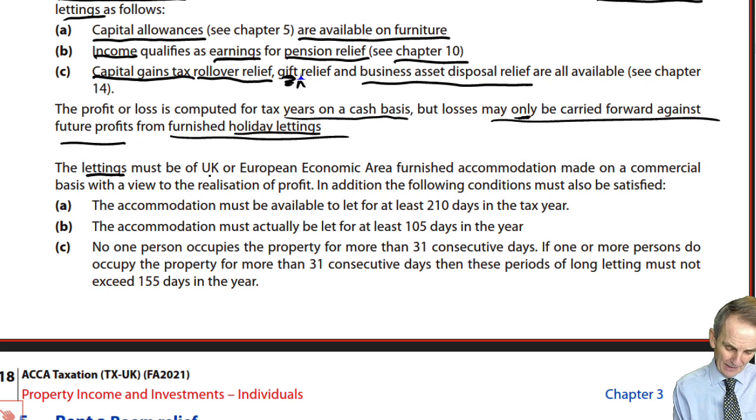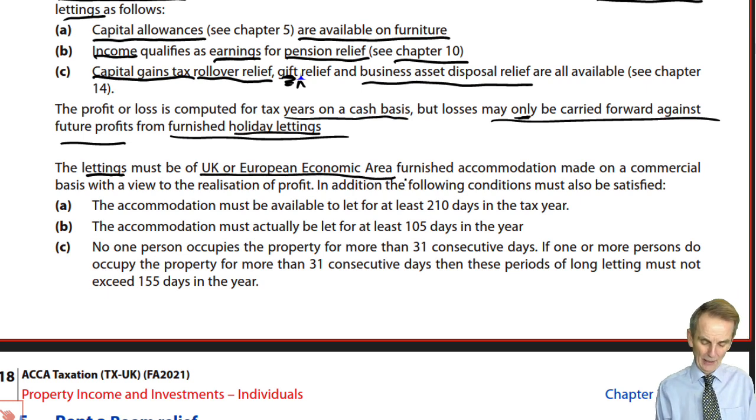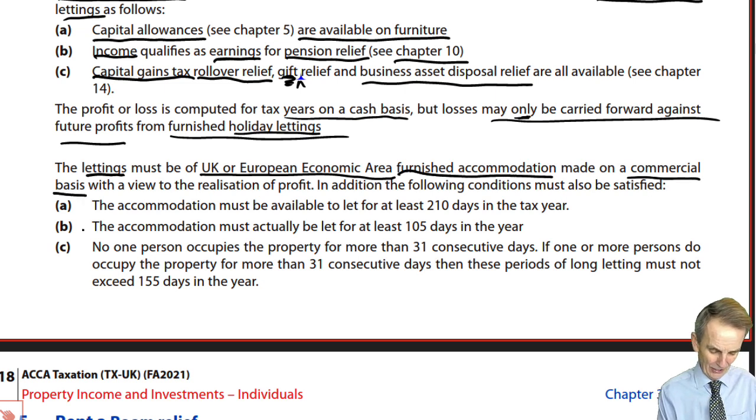Must be either UK or in the European Economic Area, basically the EU plus a few other countries, you'd be told if that were the case. It's most likely to be UK in any exam question. It's obviously got to be furnished accommodation, and it's made on a commercial basis. The letting is on a commercial basis here, with a view, obviously, to the realisation of profit.